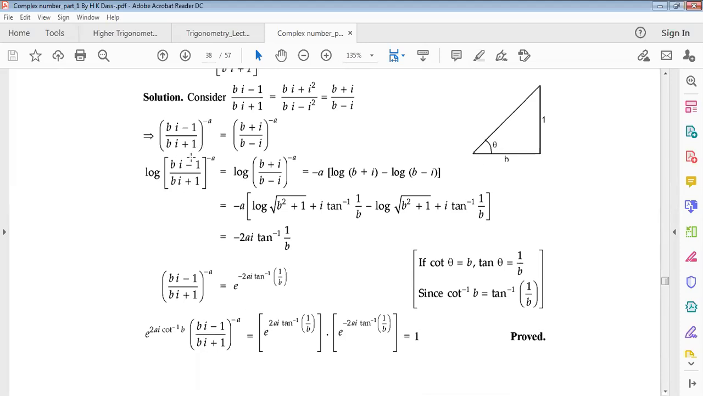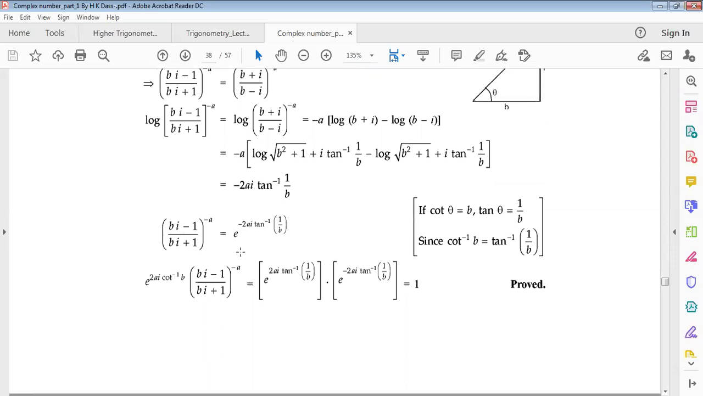Now taking the exponential form on both sides, e and log cancel on the left-hand side. This equals the exponential of minus 2ai tan⁻¹(1/b). Now multiplying on both sides by e^(2ai cot⁻¹b), that means this positive multiplied on both sides, we get this multiplied by this equals 1. This is the required proof.